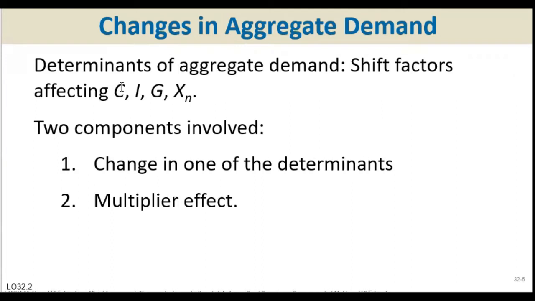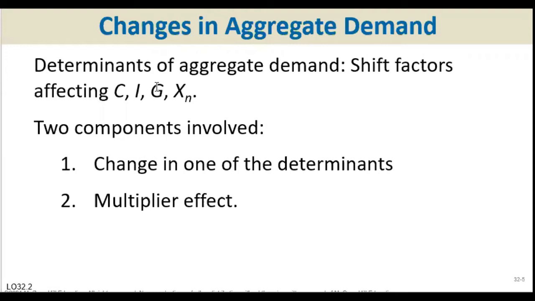So the change in consumption spending is caused by several factors, right? Including consumer wealth, consumer expectations, household debt, and taxes. The second one is investment spending, I, which is caused by a change in things like interest rates, and other factors such as the expected rate of return. That expected rate of return takes into consideration future business conditions and technology, the degree of excess capacity, and business taxes.